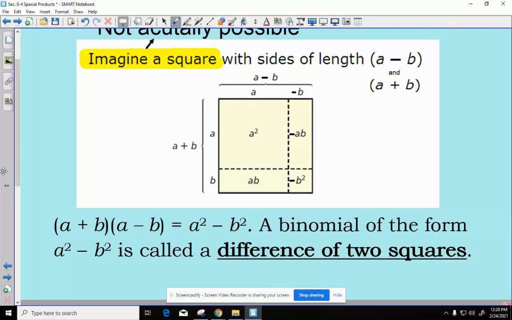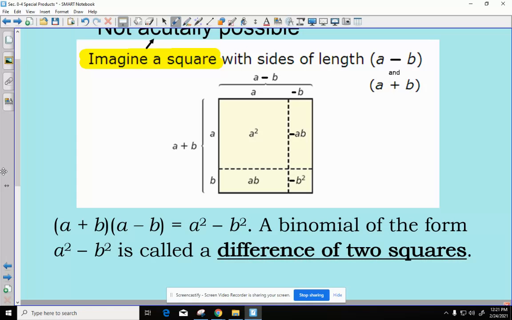Now, I abbreviate that with dots, D-O-T-S, instead of difference of two squares. Okay. So if we add that over here to this list, the difference of two squares will be exactly what you guys just said. It has one positive set and one negative set.